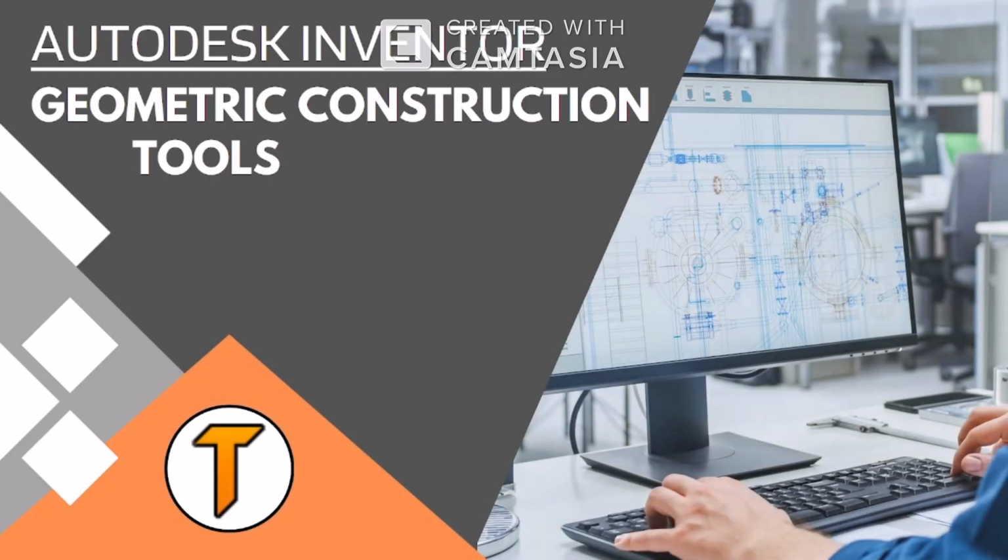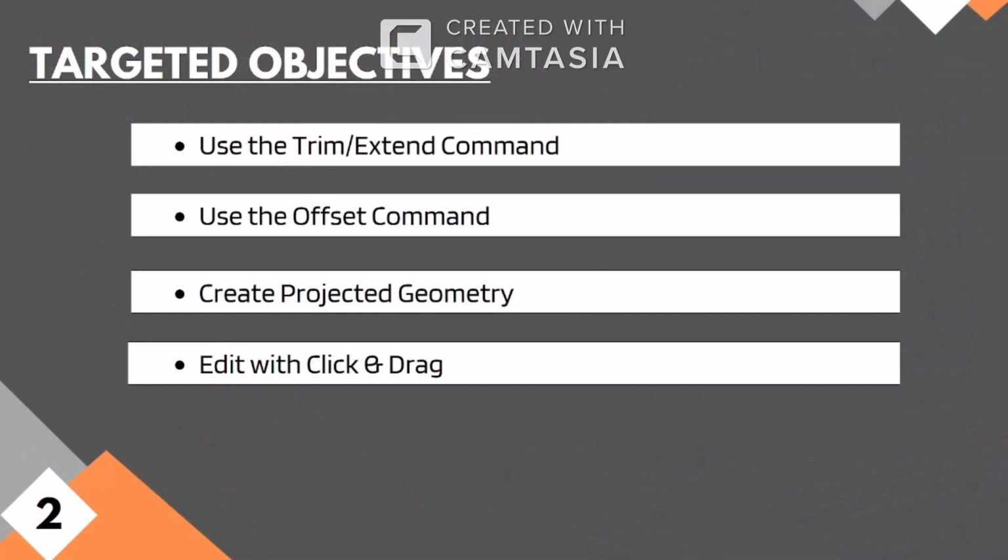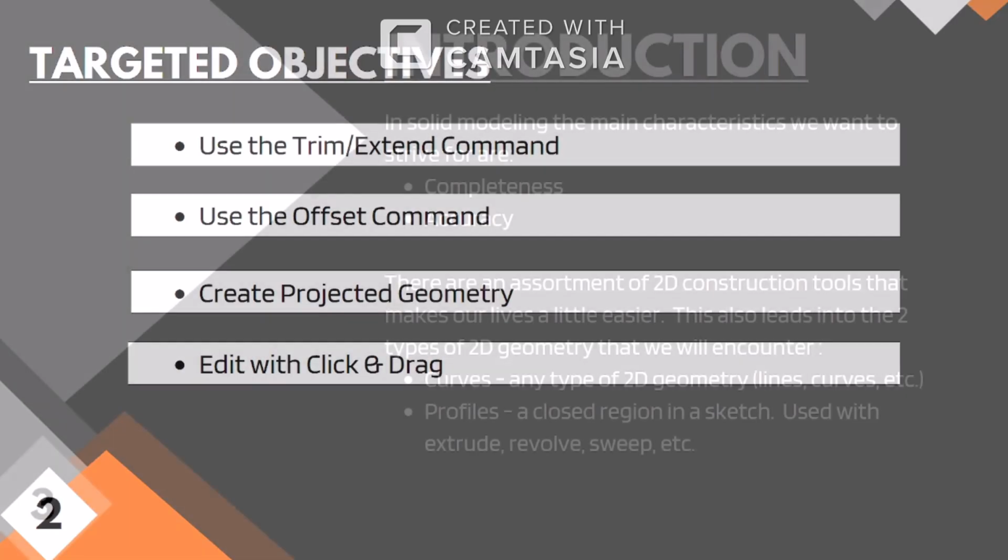This time we're going over the geometric construction tools that we'll use inside of Inventor Sketches to make our life a little bit easier. So today we're going to look at using the trim extend command, using the offset command, creating projected geometry, and how we can edit with the click and drag method.